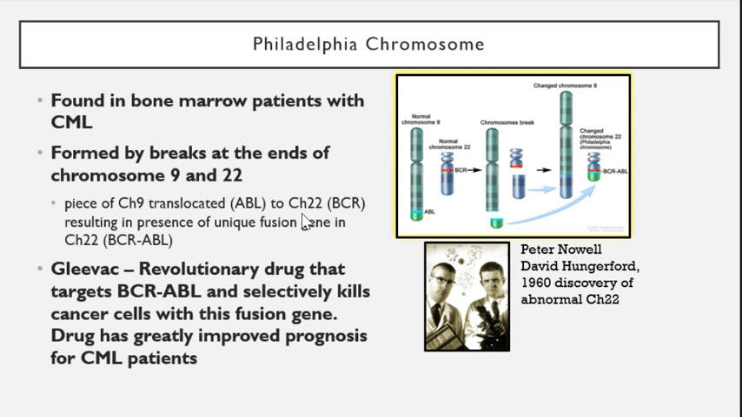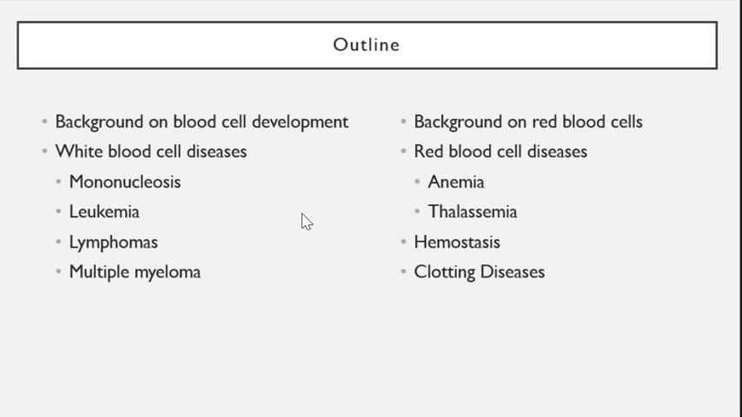And so this Gleevec, you might talk about it in pharmacology, I don't know, but it's proven to be really, really effective against this Philadelphia chromosome and treating these CML patients. Does that make sense? All right, cool.